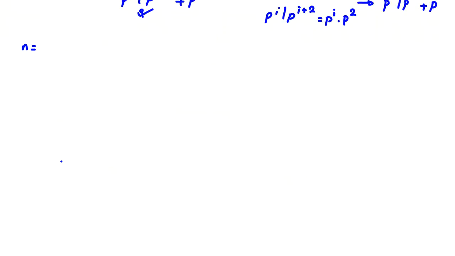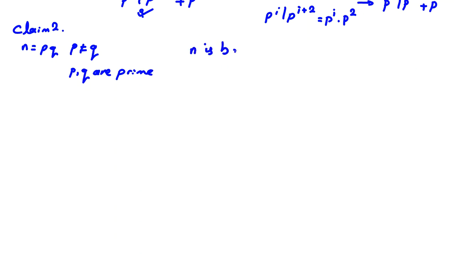PQ, product of two different primes. Let's check this as claim 2, is it correct or not? N equals PQ, P is not Q, P and Q are prime, and we want to prove N is bad. So let's prove it. Let's see, can we prove it?